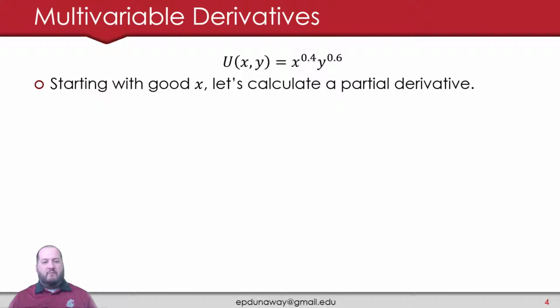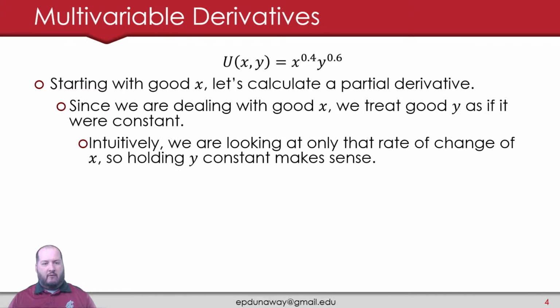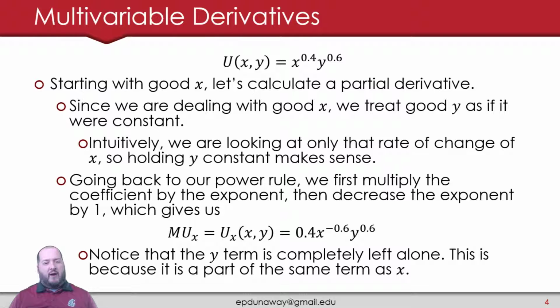Looking at this function, I have everything I need to calculate the derivative using the power rule. Since we're dealing with good x, we're going to treat good y as if it were just a constant. So again, think of y as just equal to 3 right now. How would this change if that were just the number 3? It really wouldn't. We just treat it normally and do the power rule. And you can think about why we can do that. We're calculating a derivative with respect to x, so holding y constant makes sense here because we want to see how the utility changes only as we're varying the value of x. Anyways, let's go back to our power rule.